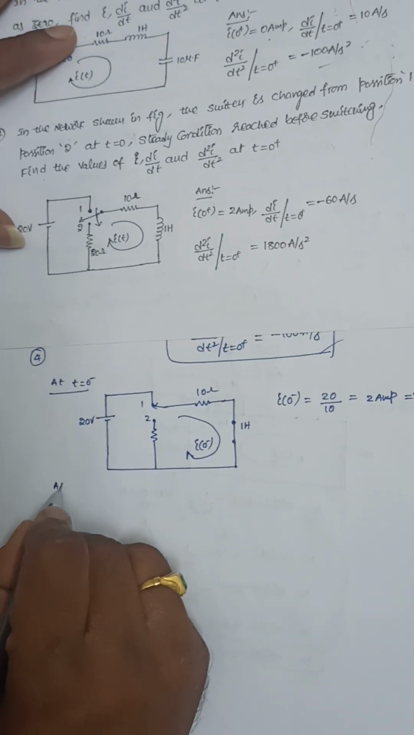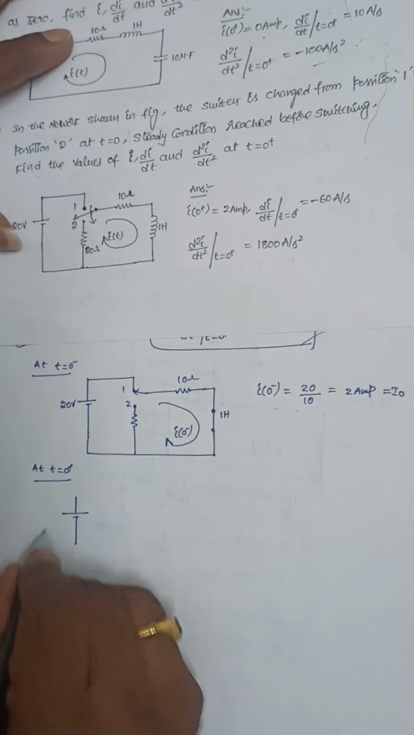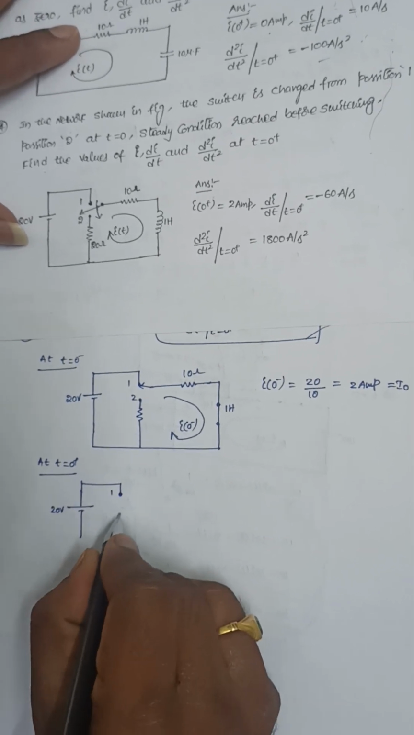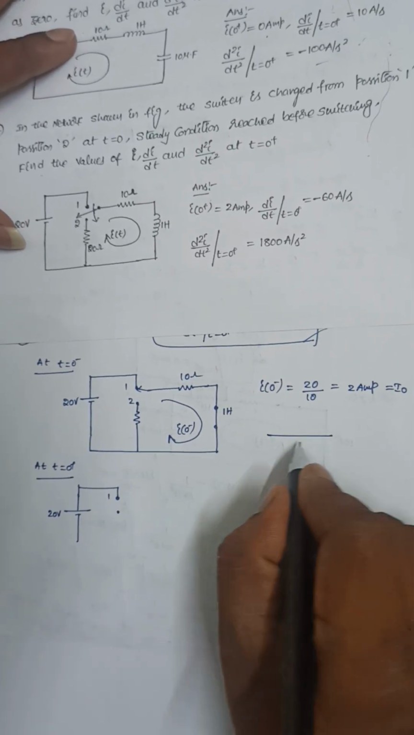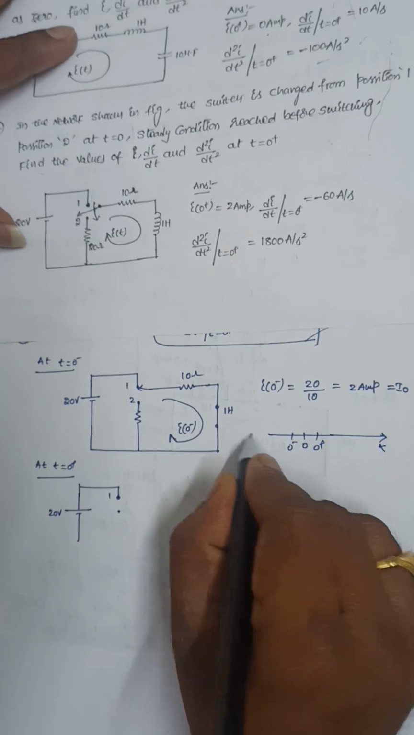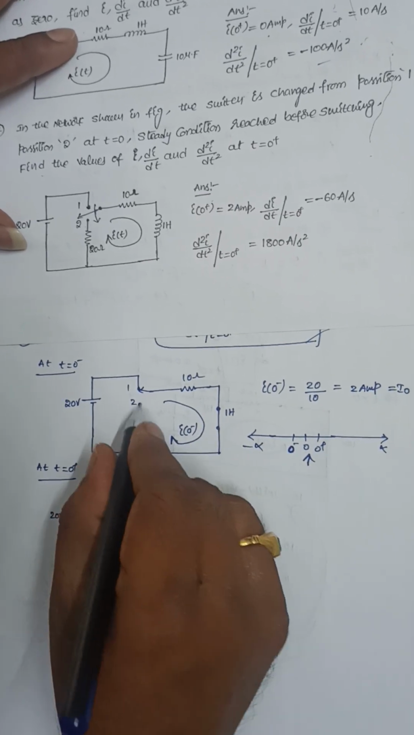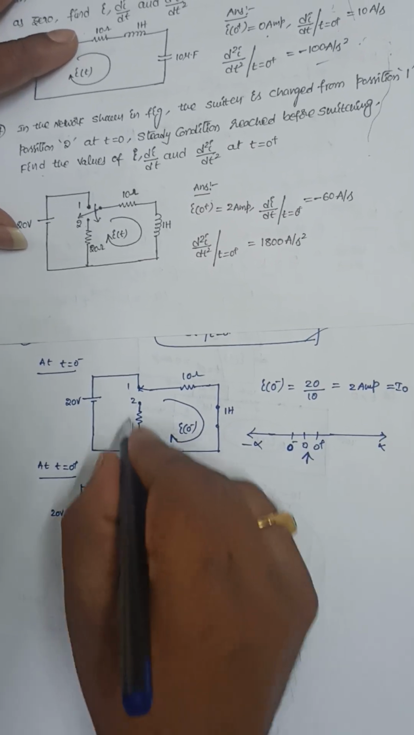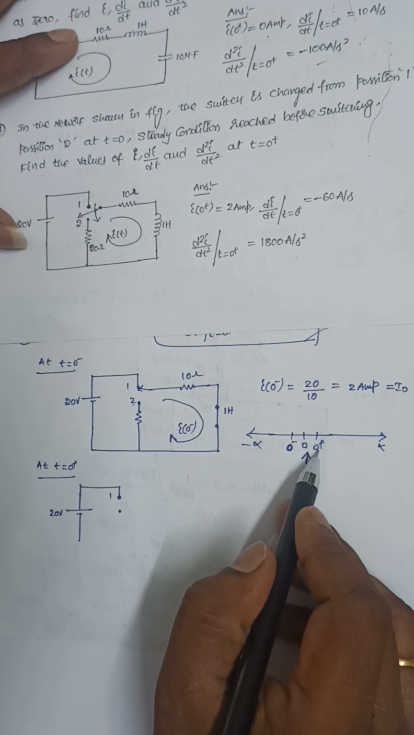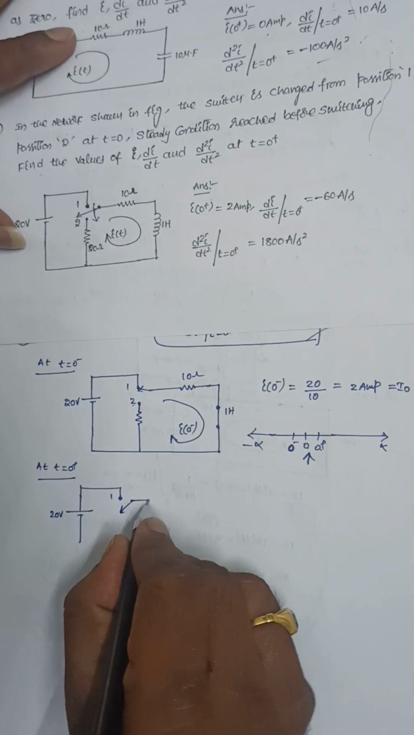So at t equal to 0 plus, draw the circuit. It is 20 volts. This is position 1. Now the switch is closed. The switching action is done at t equal to 0. At t equal to 0 minus, the switch is at position 1. At t equal to 0, the switch is moved from position 1 to position 2. And now at t equal to 0 plus, the switch is at position 2.